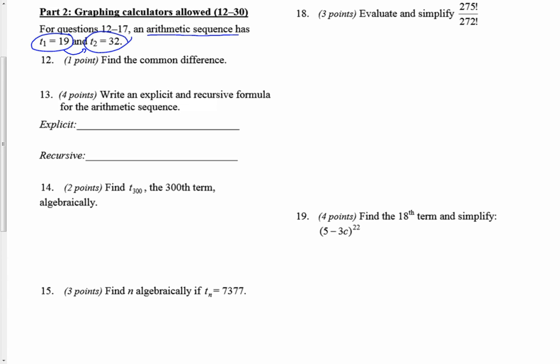So 19, add what gives me 32? That would equal 13. So the common difference is 13. Question number 13 asks me to write an explicit and recursive formula for the arithmetic sequence.